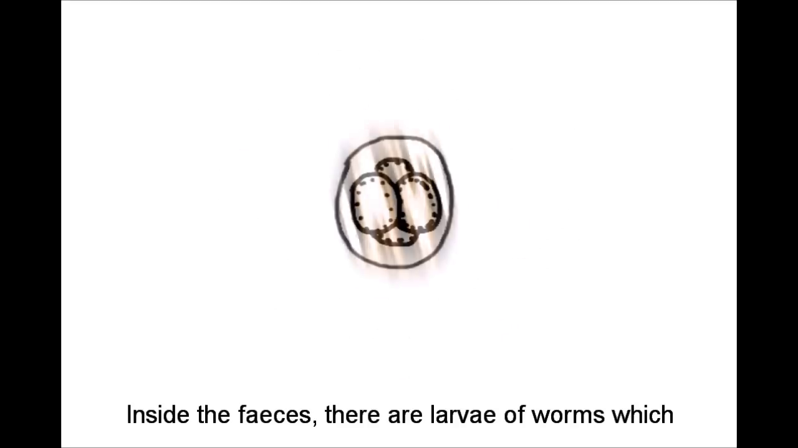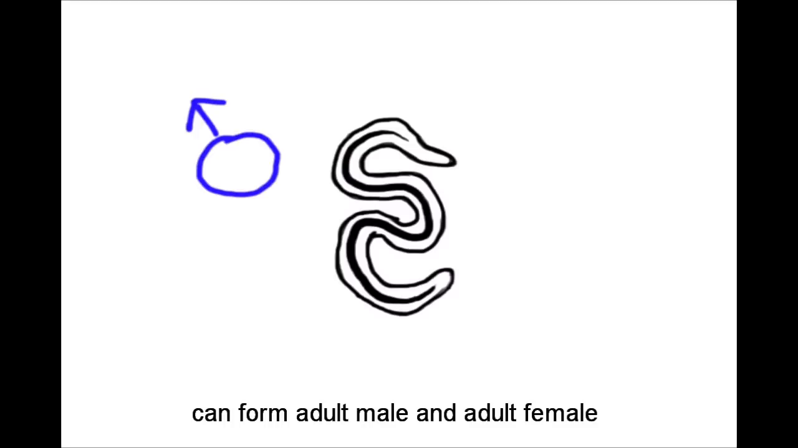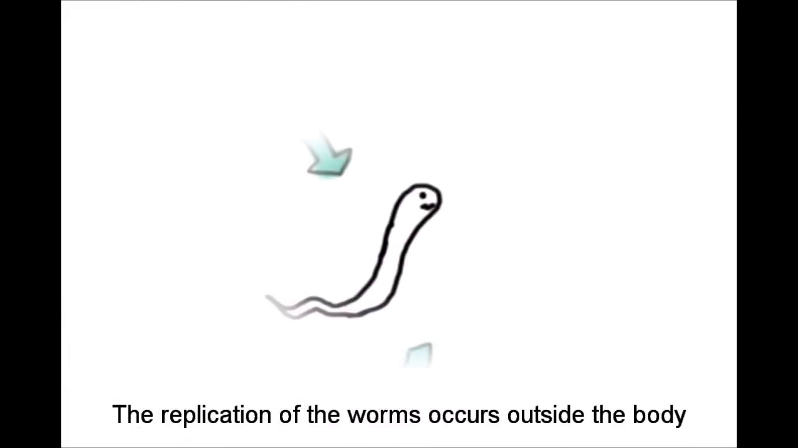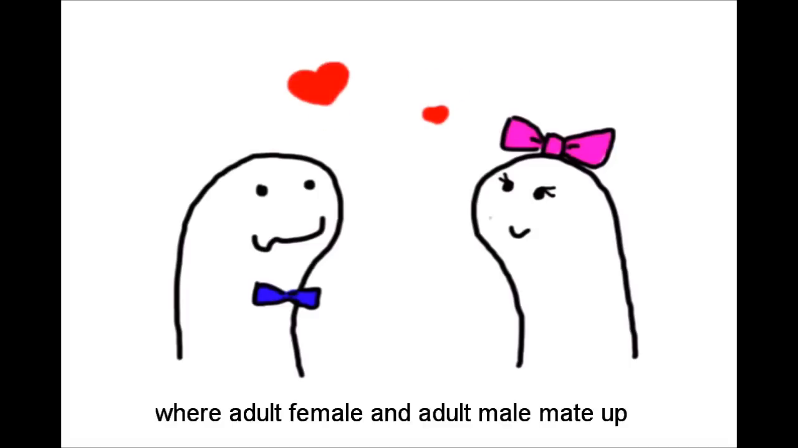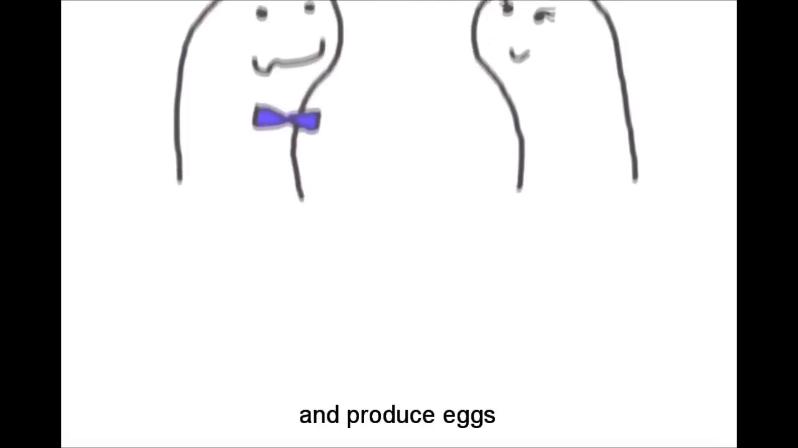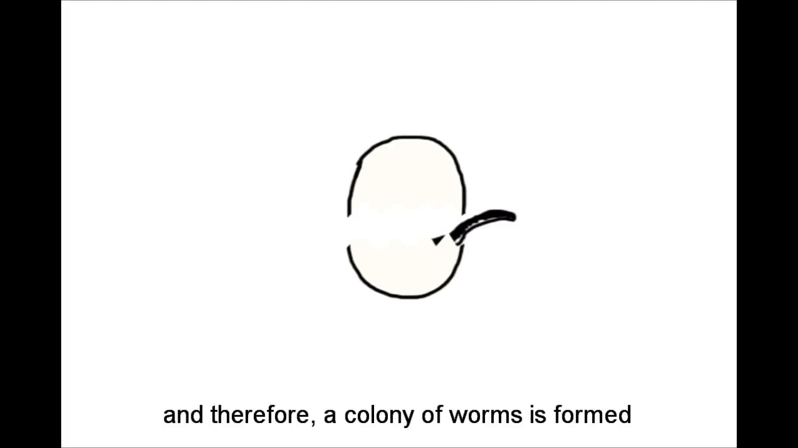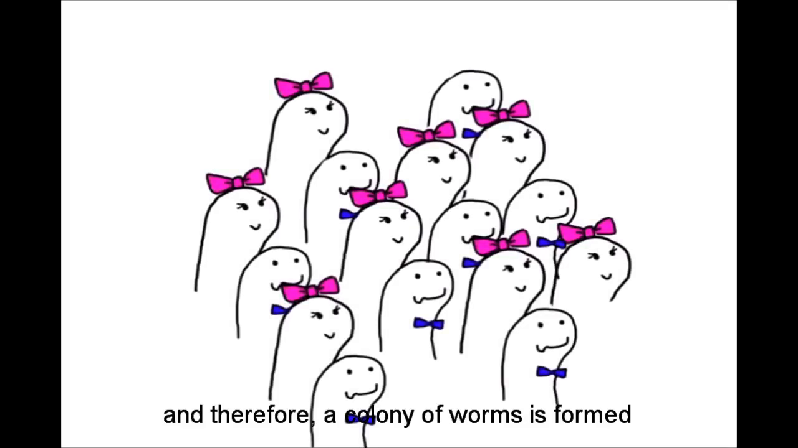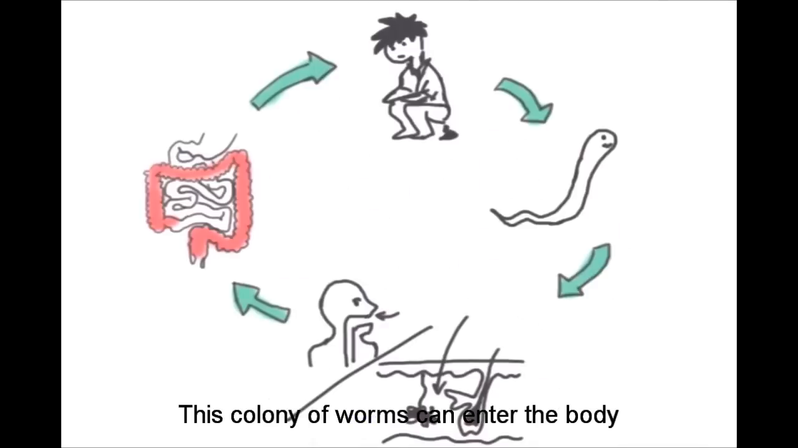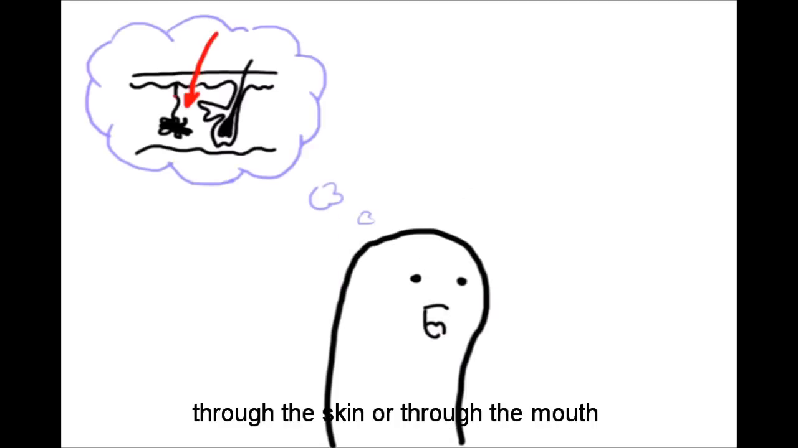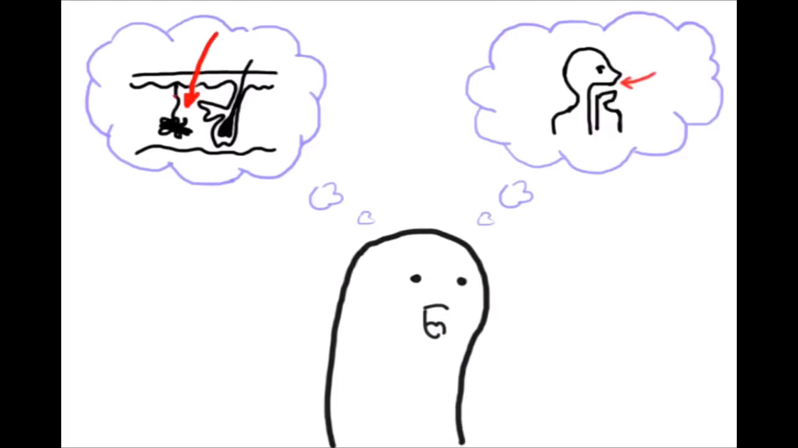Inside the feces, there are larvae of worms which can form adult male and adult female. The replication of the worms occurs outside the body, where adult female and adult male mate up and produce eggs. When the eggs hatch, worms are produced and therefore a colony of worms is formed. This colony of worms can enter the body by two different ways. They can either enter the body through the skin or through the mouth.